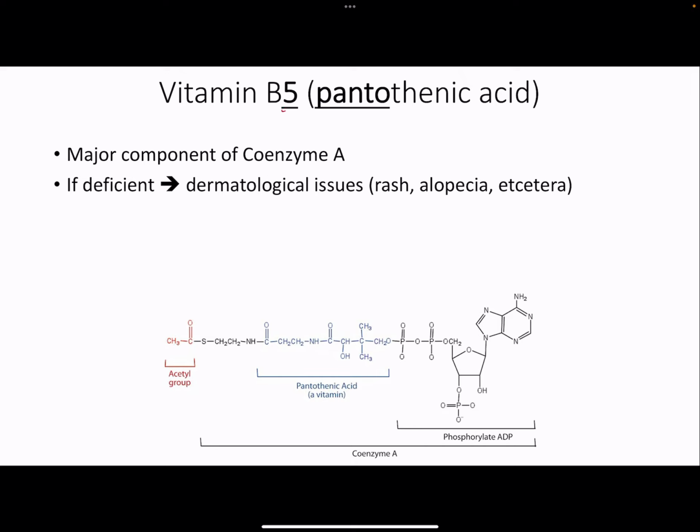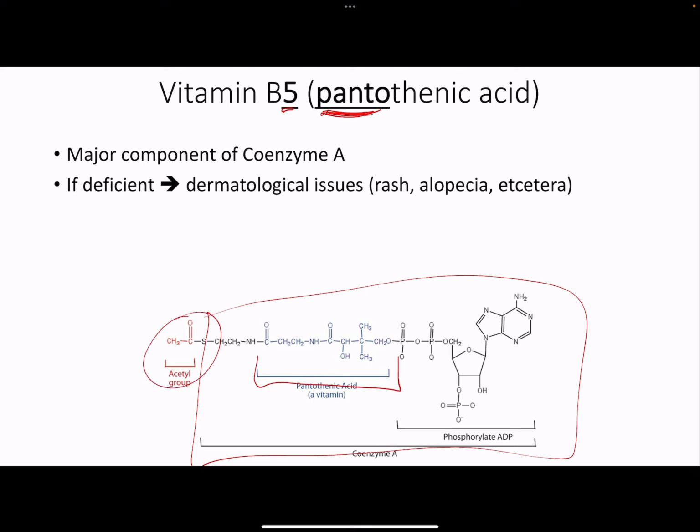Vitamin B5, as in pantothenic acid, a major component of coenzyme A. So coenzyme A is right here, attached to this acetyl group, which came from the pyruvate, and the pantothenic acid is right there. Not that important to know about. Maybe know that you have dermatological issues if it's absent.